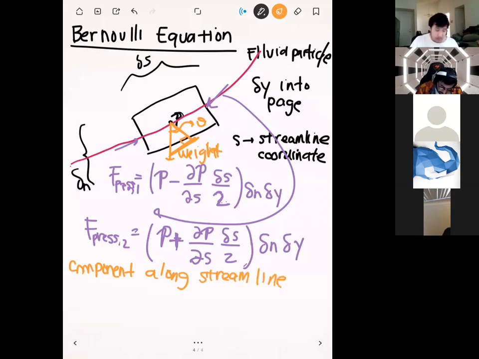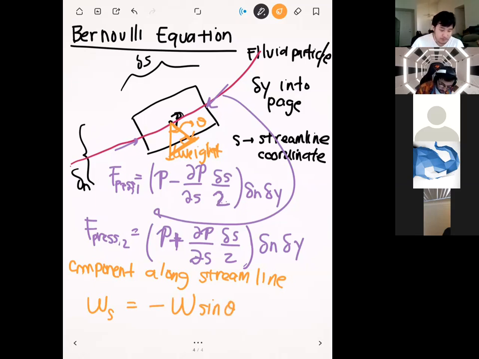If we want to sum up the forces along the streamline, we need to find the component of the weight that's along the streamline. That's going to be computed with this. We'll call it WS, and WS is going to be a minus weight. I'll call weight W, and then we'll multiply this by sine theta.